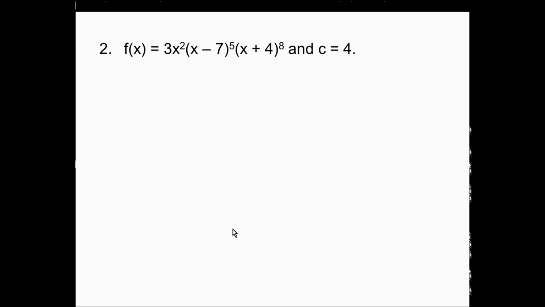Number 2, it's the same function. f of x equals 3x squared times x minus 7 to the 5th times x plus 4 to the 8th. But my value of c has changed. My value of c is now 4. Okay, again, you're asking yourself, does the value of 4 make any factor equal to 0? No, no, no. So 4 is not a 0 of f of x. That means it's neither crossing nor tangent. Remember, it has to be a 0 first.